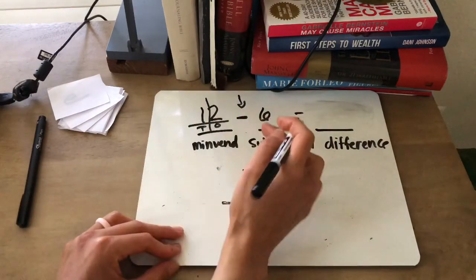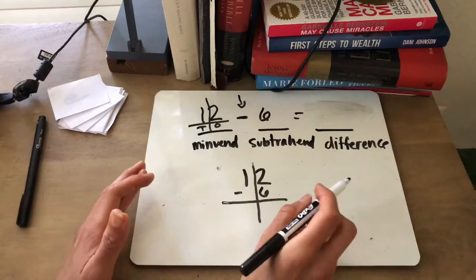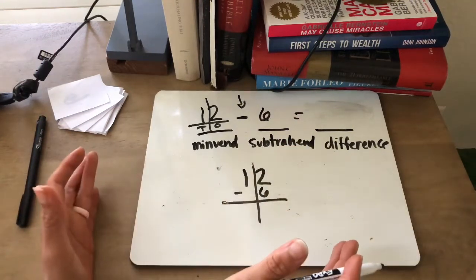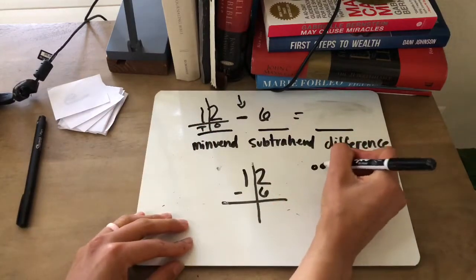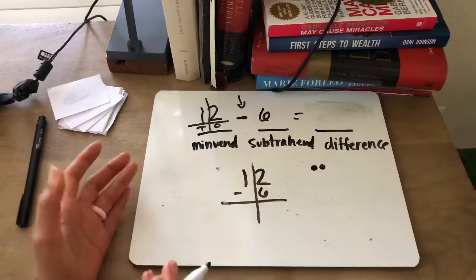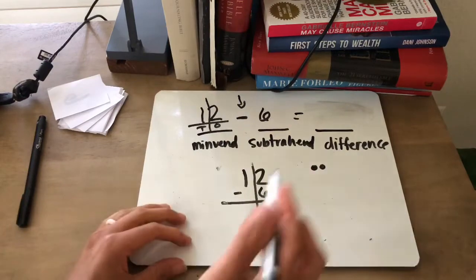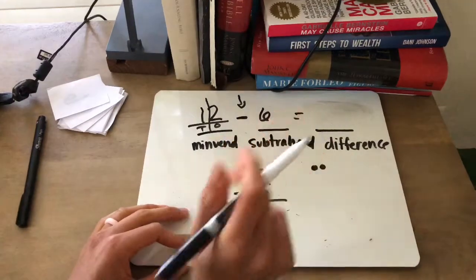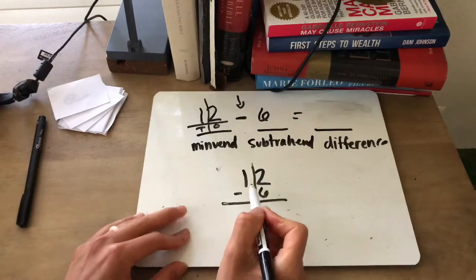So from 2, can I take away 6? Well, technically I can, but that's not the strategy we're using. If I have 2 ones, can I take away 6 ones? No, I cannot. So here's what I'm going to do, boys and girls. I'm going to show you.